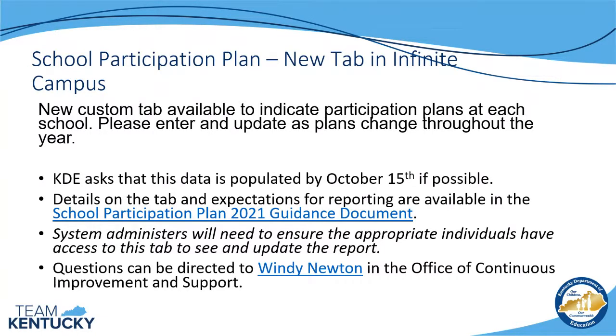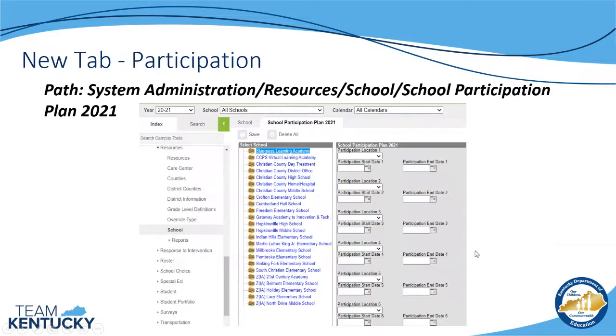And then for each school, you will just, can you skip to the next slide so I can see the next slide, please? Okay. So this is where the tab is located. It's under the School Participation Plan 2021 tab. Again, that's under System Administration, Resources, and School. So for each school in your district, you will select from the drop list the participation type, such as 100% virtual, 100% in person, or is it a hybrid model?